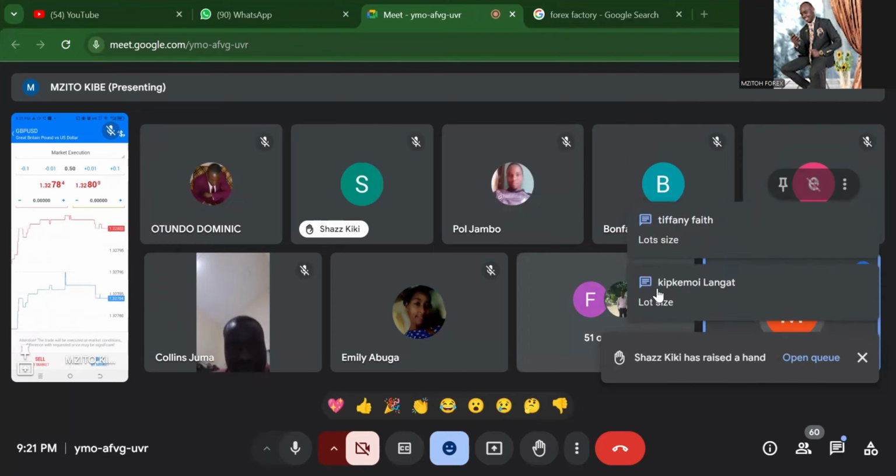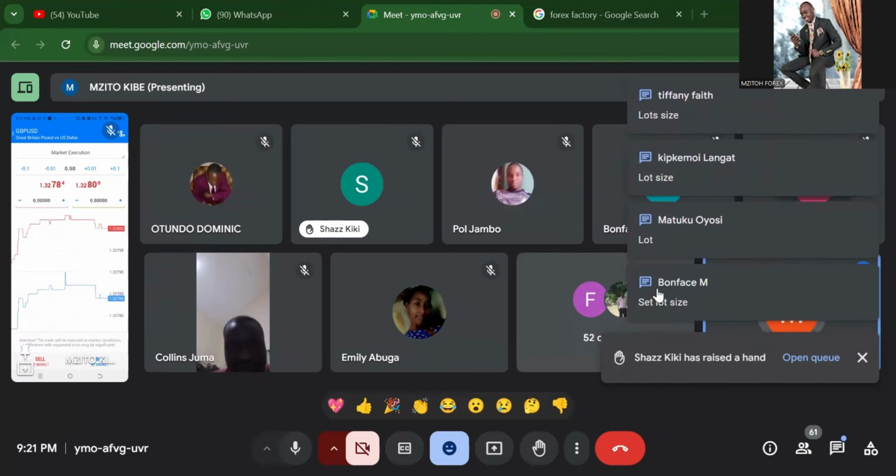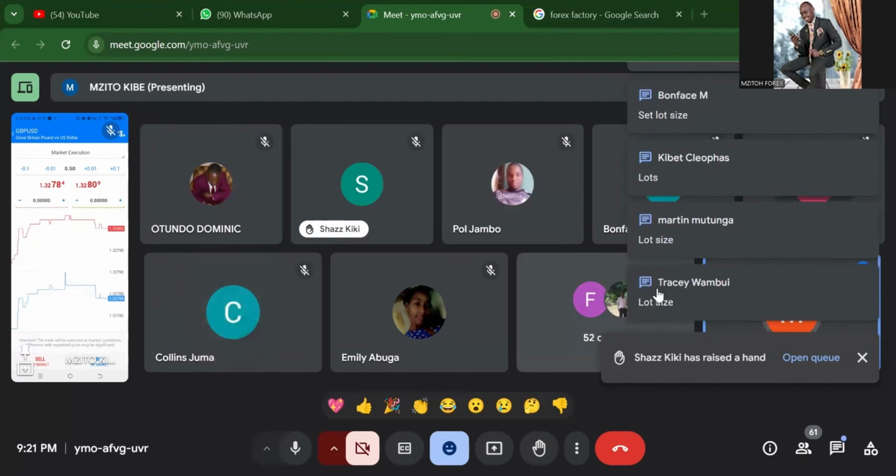So the next thing is lot size. Yes, lot size.